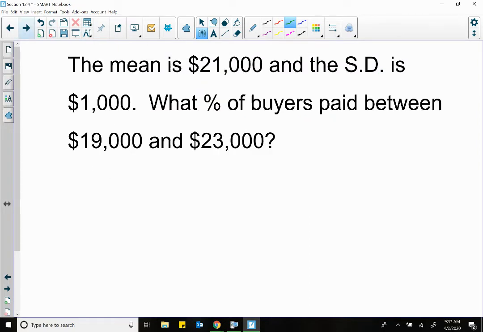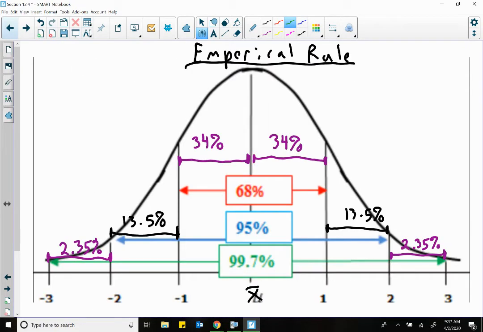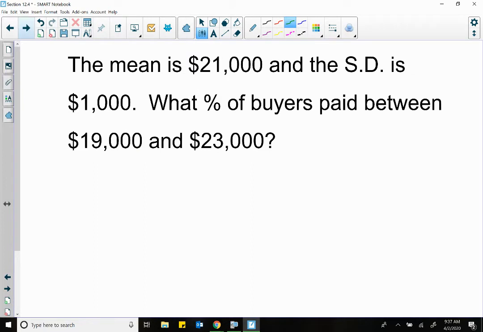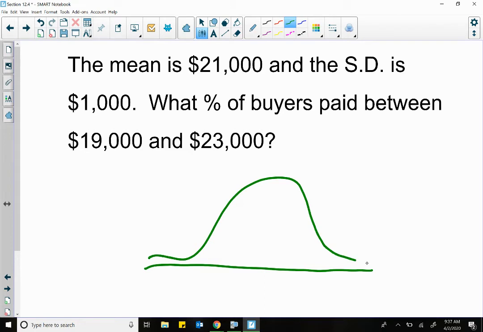All right, so now it's kind of changing things up. They want to know what are the percent of buyers who paid between 19,000 and 23,000. So this is where our chart is going to come in handy here. All right. So what I'm going to show you real quick is down below right here. I'm going to kind of make me a normal curve. Okay. And you know that in the middle of your normal curve, according to our chart, is X bar.